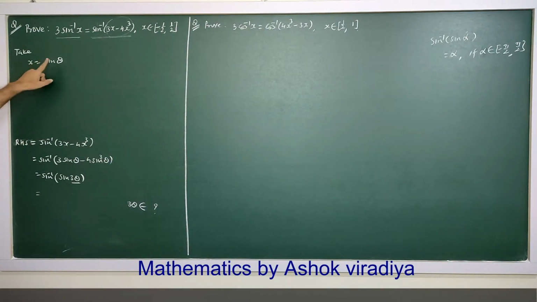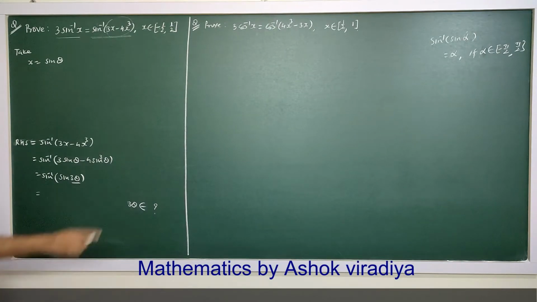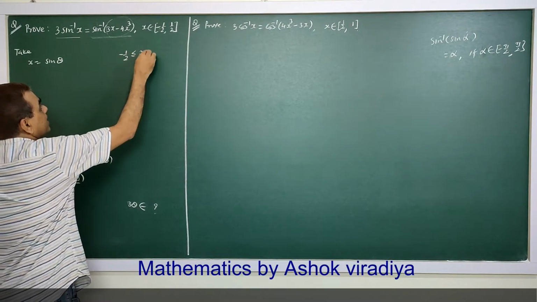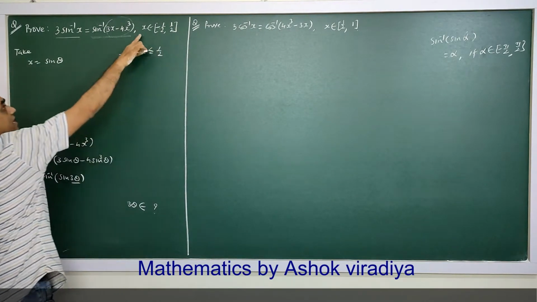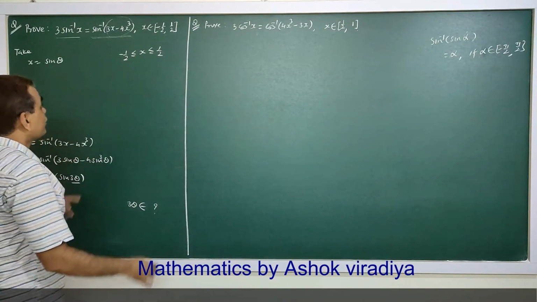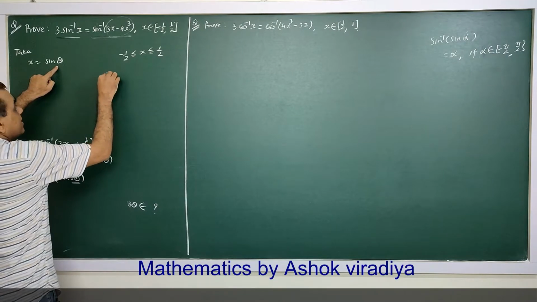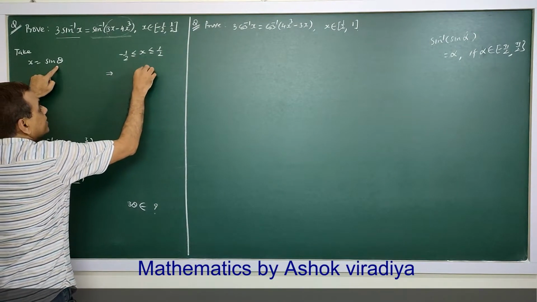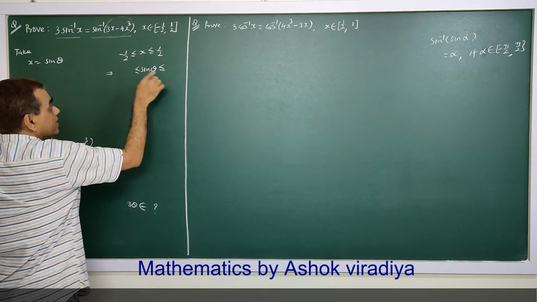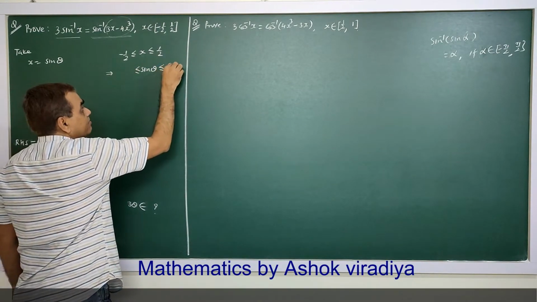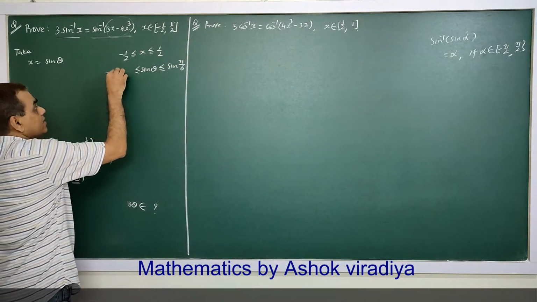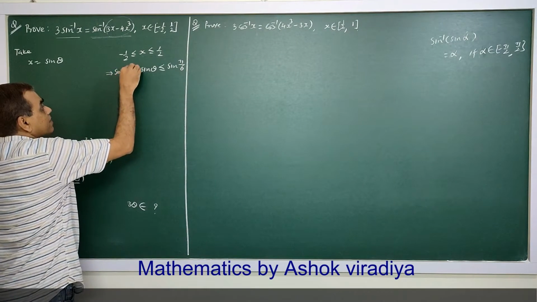We have taken x equal to sine theta. Now here x is between minus half and plus half. X belongs to the closed interval, so x is greater than or equal to minus half and less than or equal to half. Now x is sine theta, so I am putting sine theta here. So 1 by 2 is replaced by sine pi by 6 and minus 1 by 2 is replaced by sine of minus pi by 6.